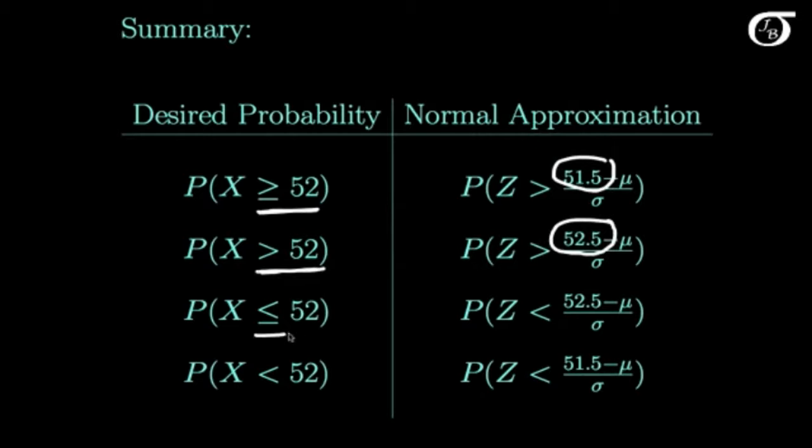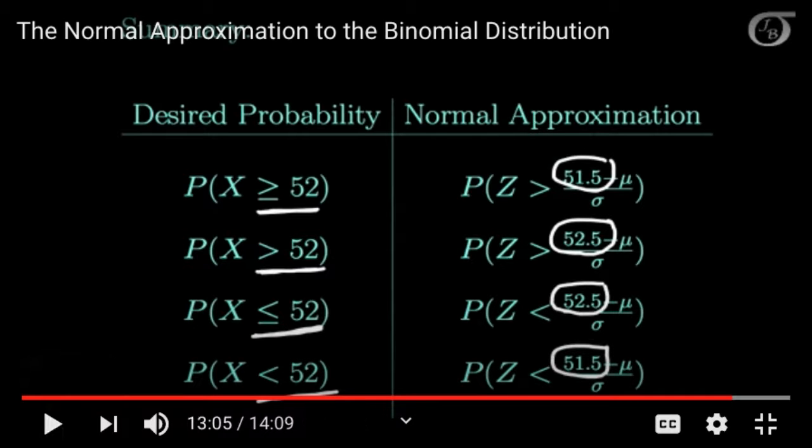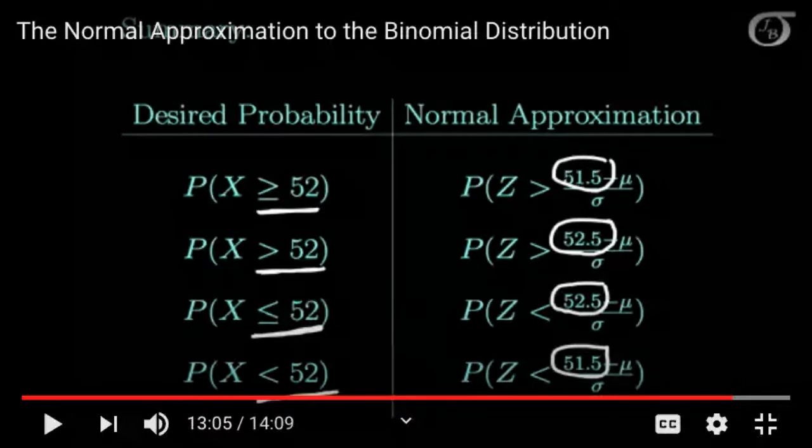If I am going left, less than or equal to 52, I want to include all of 52 while going left, which means that I should start at 52.5. And if I'm going strictly less than 52, I want to make sure I don't include any of 52 while going left, which means I should start at 51.5. Okay, so are there any questions about this?